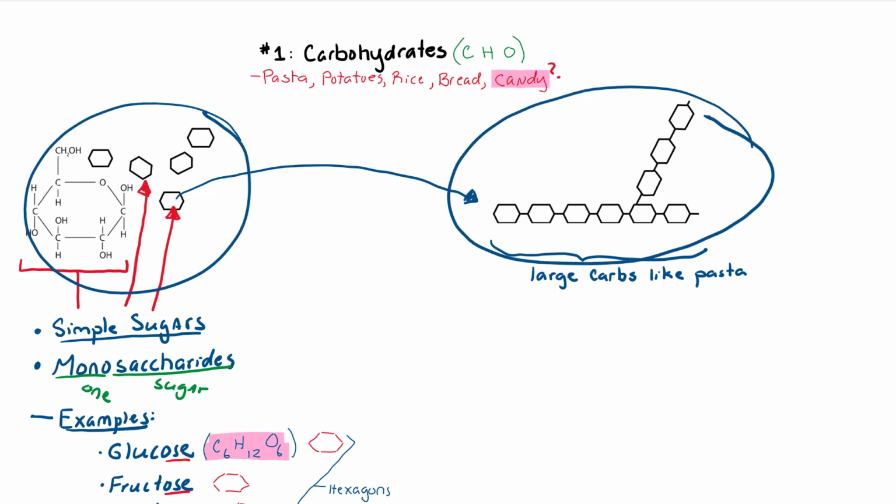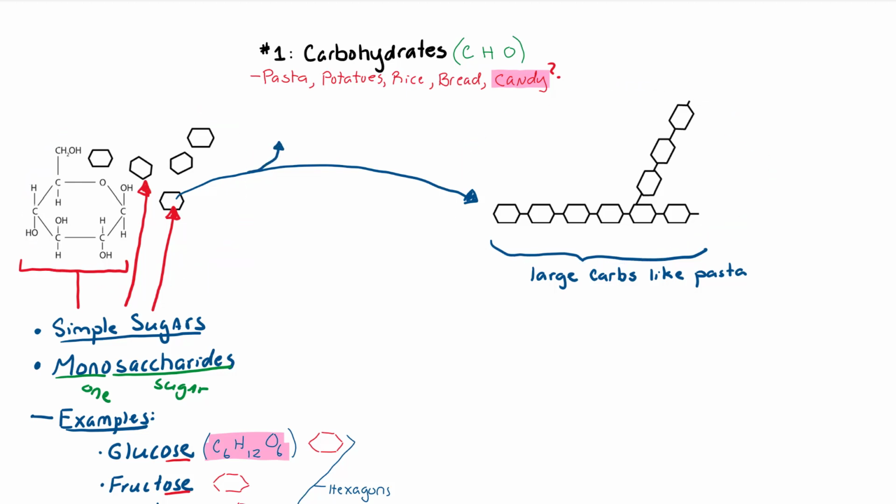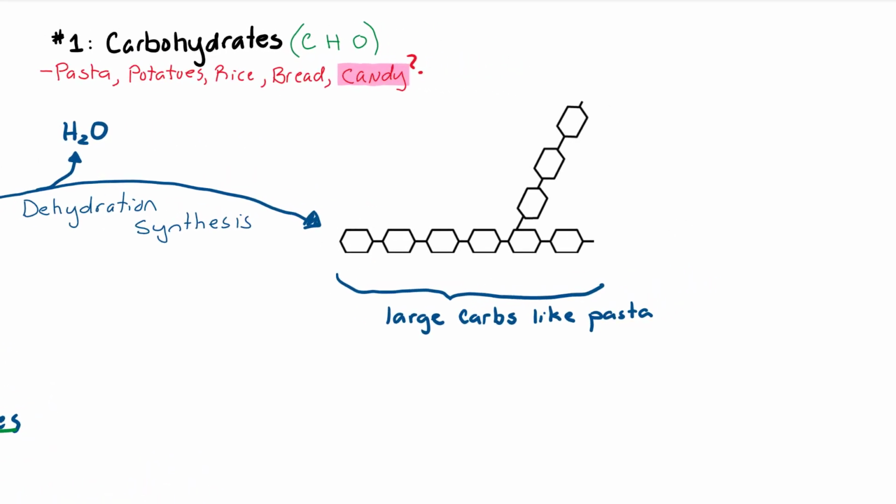How do you put these things together, these little sugars, into great big compounds? You have to remove water to do that. That's called dehydration. And if you remove water, you create bonds. You bond these glucoses together. So that's called dehydration synthesis.